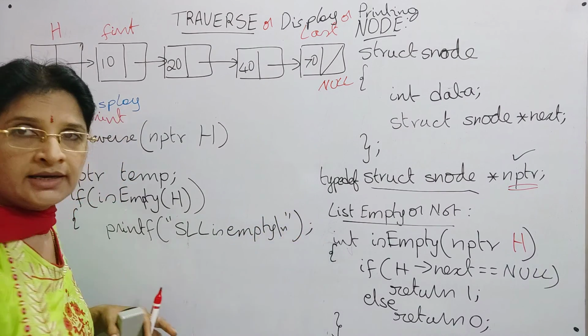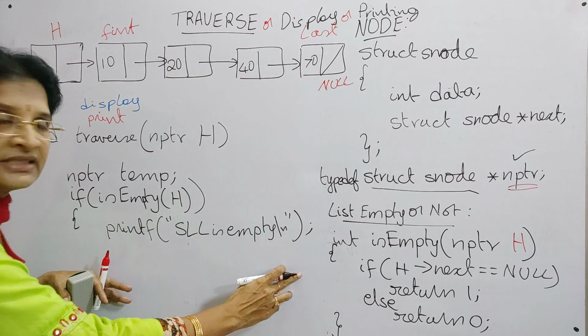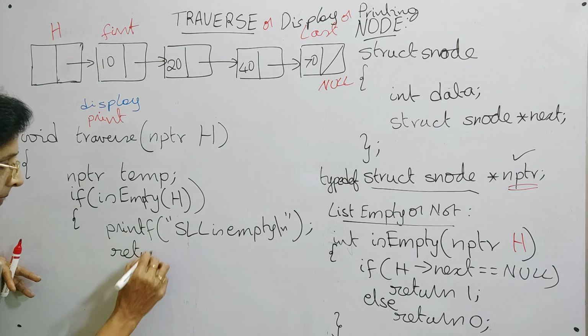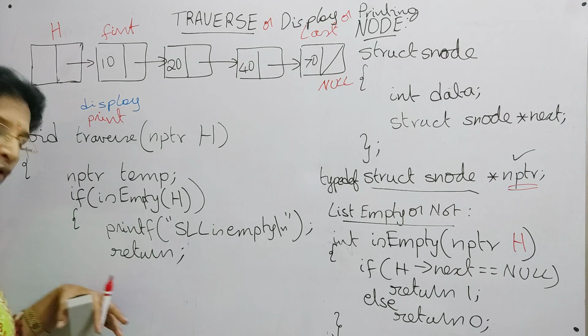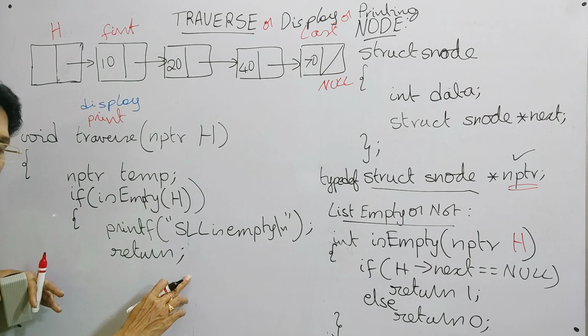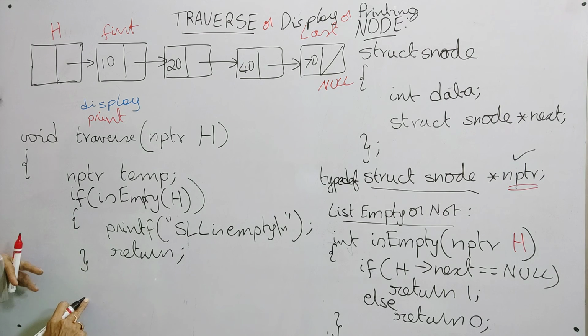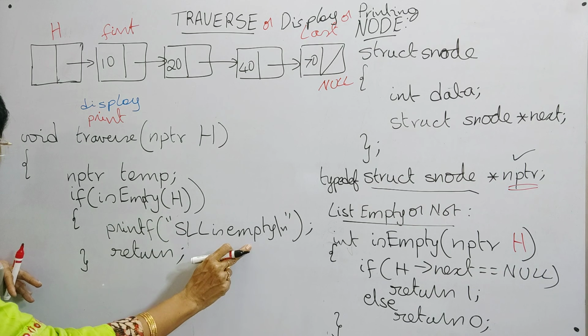I will print that the singly linked list is empty. So I have printed some message and I will just return from here. That's all. So I will return from here. Even though you write this return, or you can give the printing in the else part, anything is right. So now if this is true, then we will print this error message.